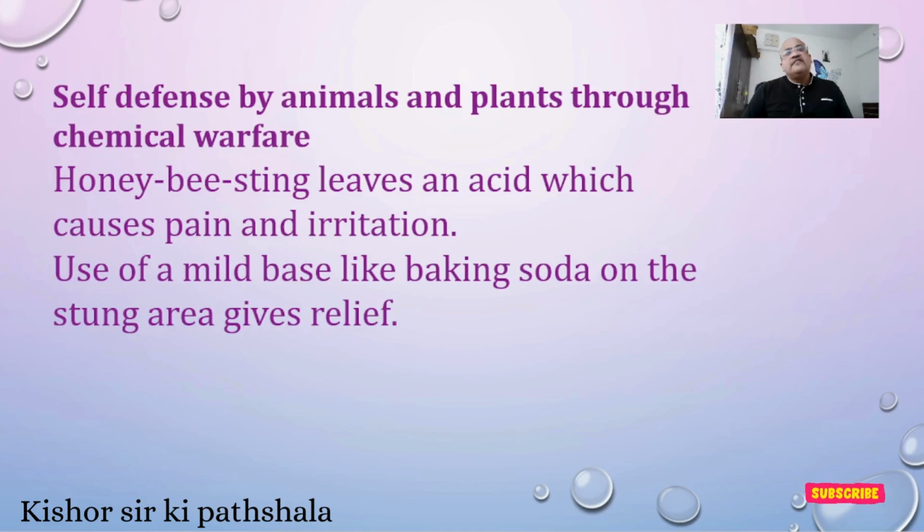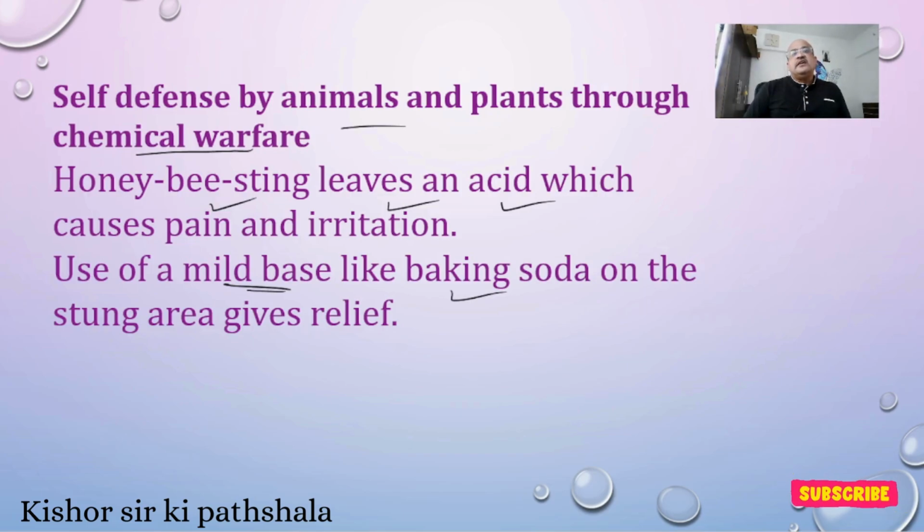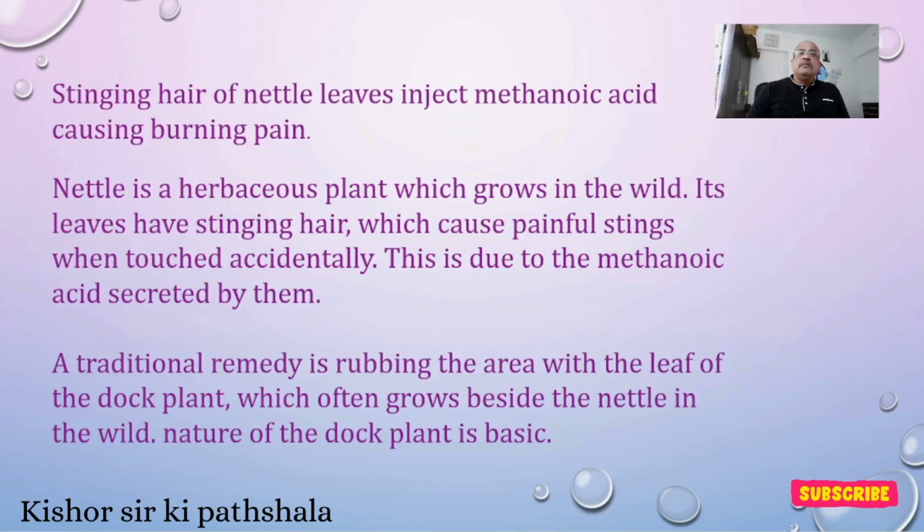Now let's see the self-defense mechanism of plants and animals through chemical warfare. Many of you have encountered a honeybee sting. A honeybee sting leaves an acid which causes pain and irritation. To get rid of this, we need to use a mild base like baking soda on the stung area, which gives instant relief, because the honeybee sting leaves an acid.